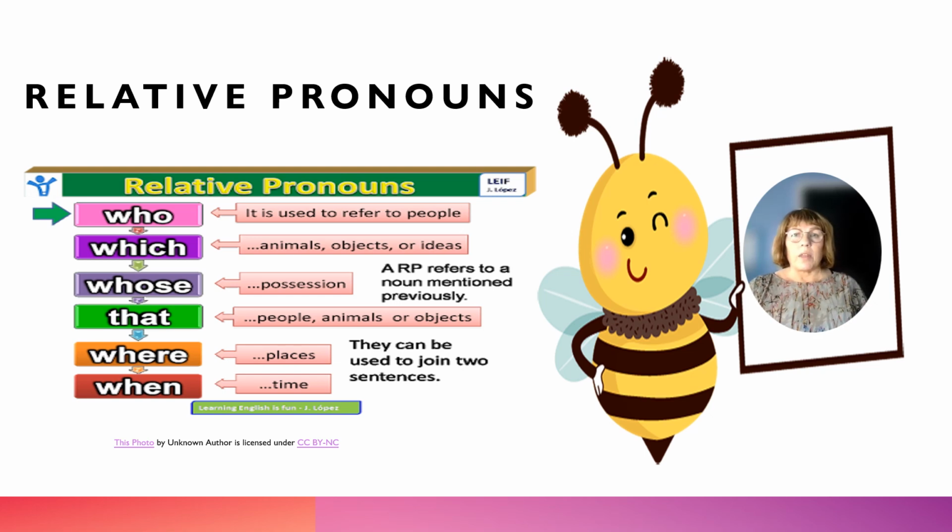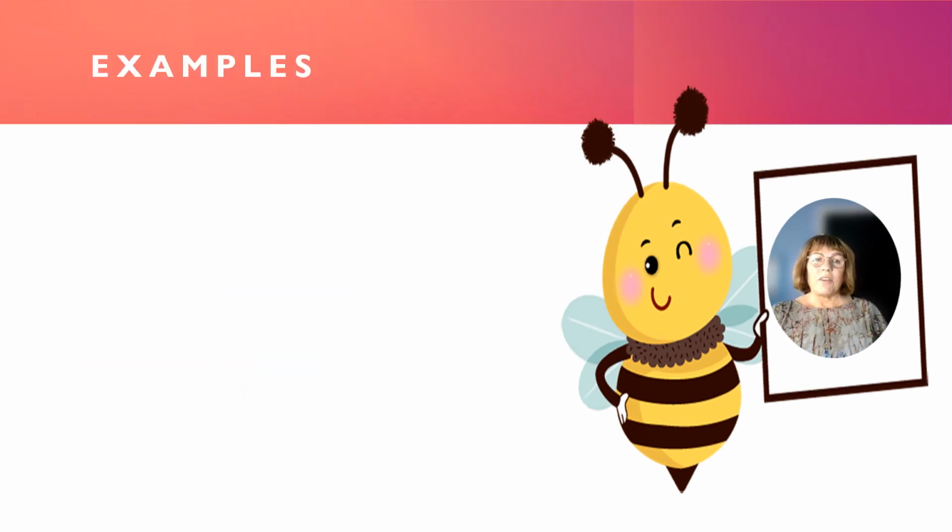So have a quick look there to see that who is people, which is animals, objects or ideas, whose, possession, that, people, animals or objects, where, places, and when, time. And we talked about how that word whose, don't mix it up with who's, W-H-O-apostrophe-S, totally different, but whose is actually a pronoun. So let's have a look at some examples.